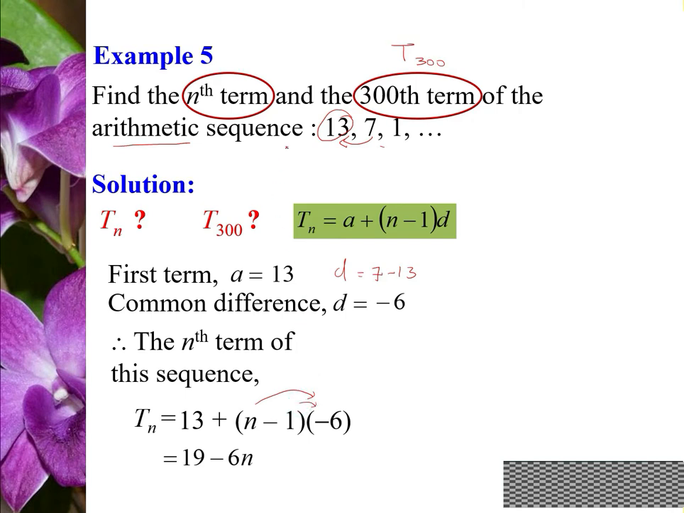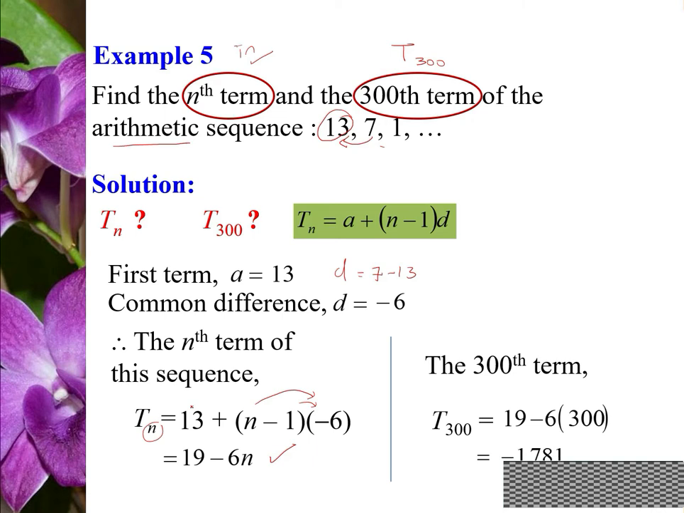Next, we have solved the first question, which is to find the nth term. So nth term here means Tn, and we have found the general formula of Tn. But then, to find the 300th term, we have to substitute 300 into the value of n. So just simply substitute and find your answer, which is negative 1781.